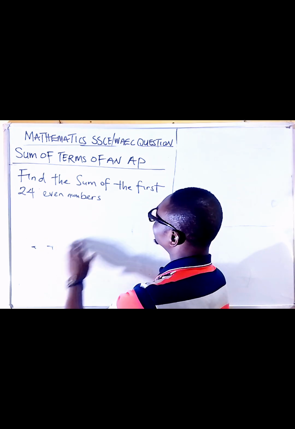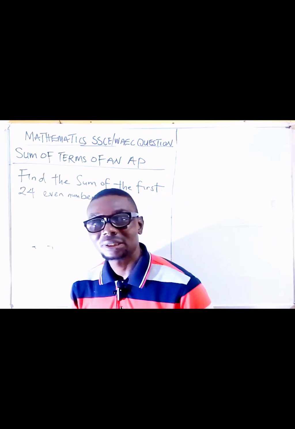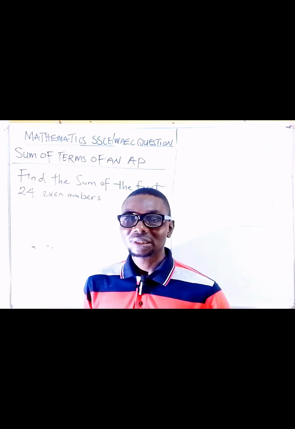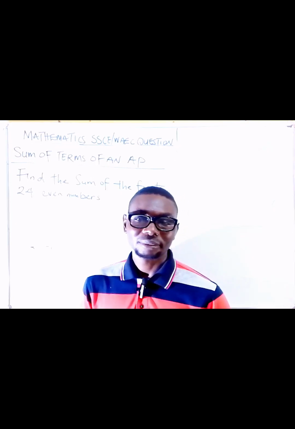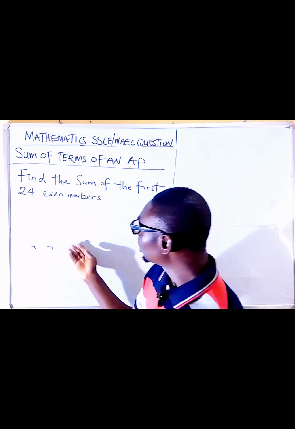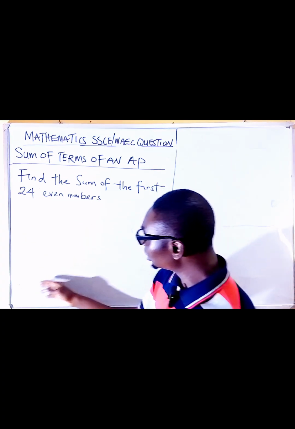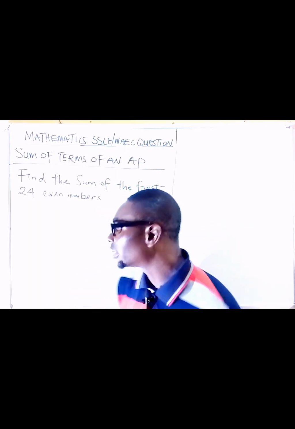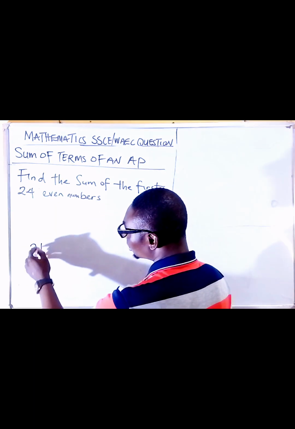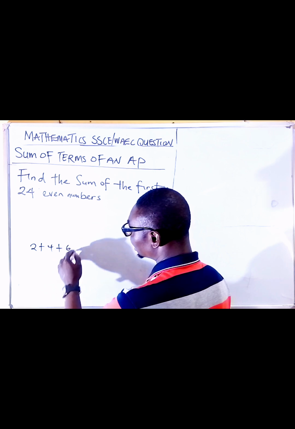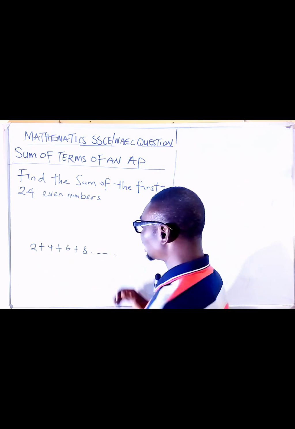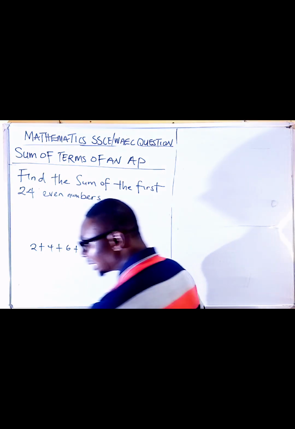Now coming to a series. A series is obtained when the sequence of numbers are added together. For instance, if I have 2 plus 4 plus 6 plus 8 and so on, this is called a series.